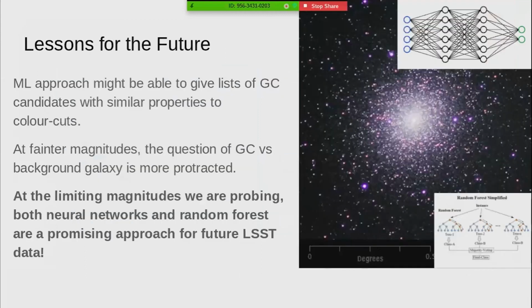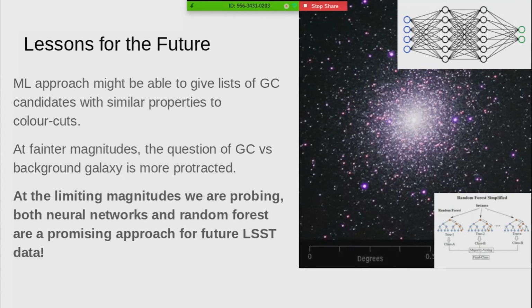So just to wrap up, because I don't really want to keep us over time. I think yes, machine learning approaches should be able to give lists of globular cluster candidates that are similar to color cuts. And that makes sense because there are definitely relationships in terms of observables, parameter spaces that globular clusters fall into. So it's nice to have something that can pick that up for us. And then as a bonus, we have a percent uncertainty on the total catalog. How you choose to believe that, of course, is another can of worms, but it's something.